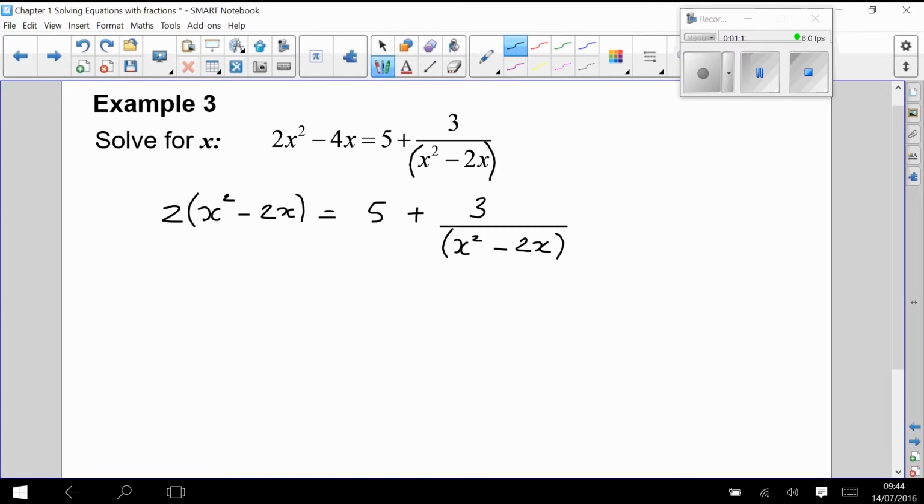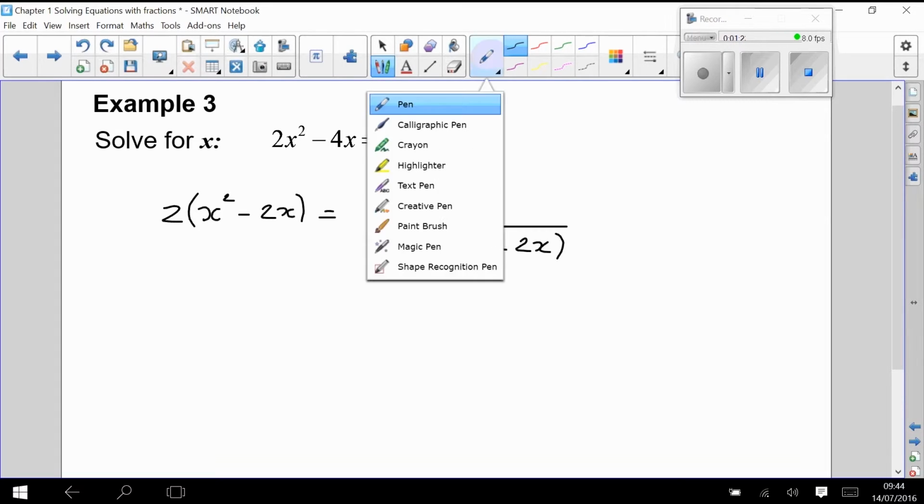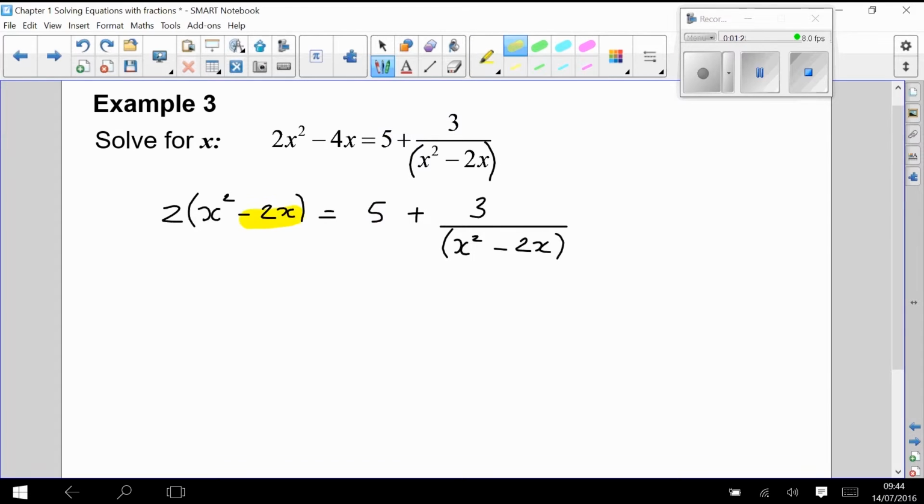What I'm going to do in order to help me to solve this equation is substitute a single variable in the place of that expression, x squared minus 2x. As x squared minus 2x appeared over here and over there, my substitution must go in both places. The substitution that I'm going to do is going to be k. So I'm going to say, let k be equal to x squared minus 2x. In other words, wherever I saw that in the original equation, I must replace that expression with k. On the left-hand side now, I'll have 2 times k, and on the right, 5 plus 3 all over k.